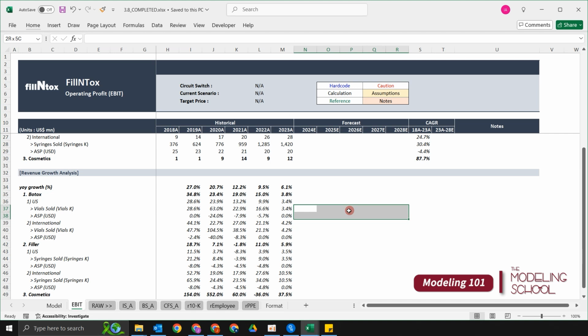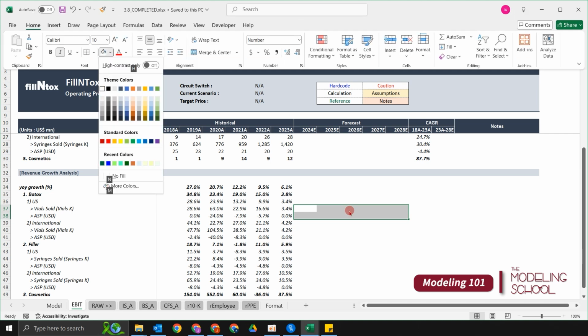Let's change the color of the cells first. Alt HH. We want to choose a light yellow color. It doesn't have to be yellow. It can be just any color that you want, anything that would be highlighted so that others can know that this is an assumption.